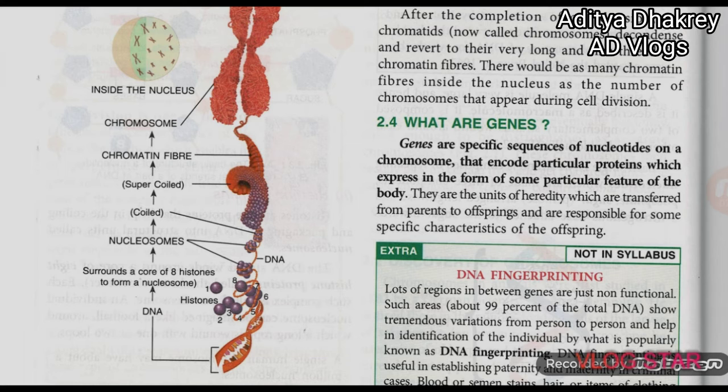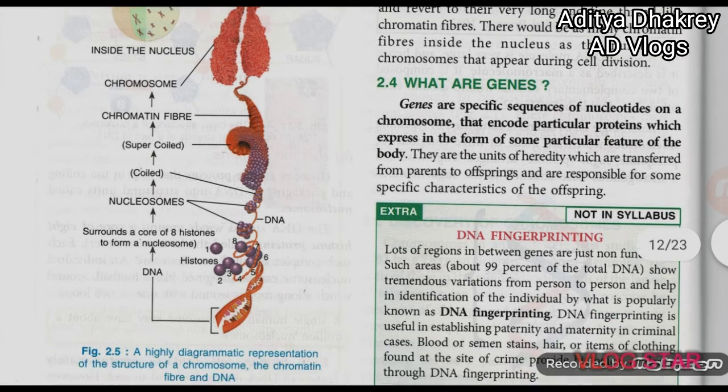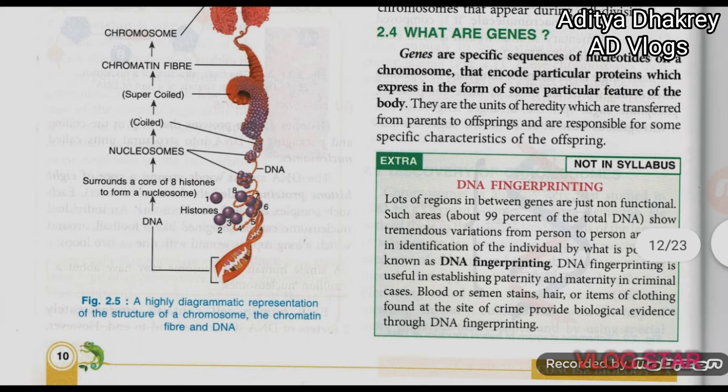After the completion of cell division, the chromatids decondense and revert to their very long and fine thread-like chromatin fibers. There would be as many chromatin fibers inside the nucleus as the number of chromosomes that appear during cell division. Now, what are genes? Genes are specific sequences of nucleotides on a chromosome that encode particular proteins, which express in the form of some particular feature of the body. They are the units of heredity which are transferred from parents to offspring and are responsible for some specific characteristics of the offspring.